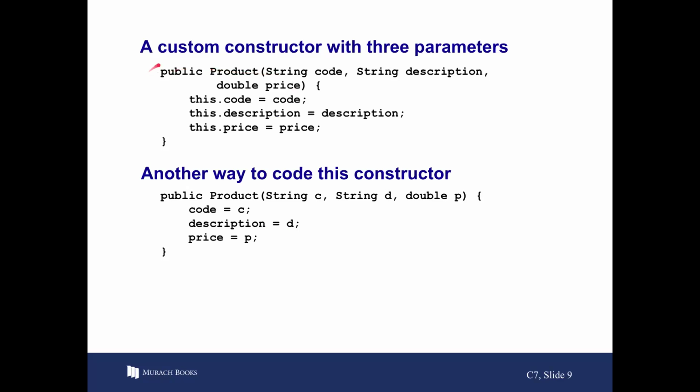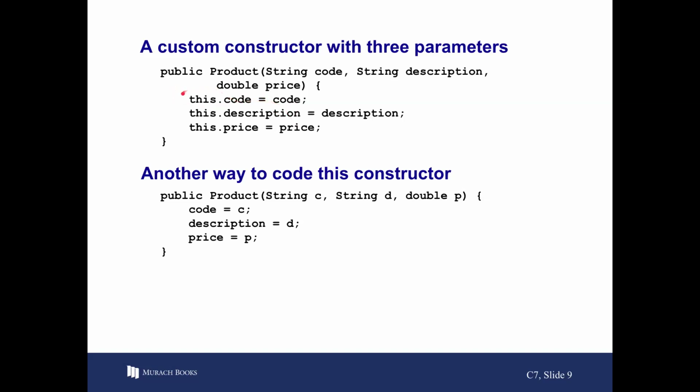This is what we'll mostly see when we implement constructors. In this case, we have 3 variables in our instance: code, description, and price. And so we'll go ahead and pass those in as parameters to the product. And then we can set them using this type of code.